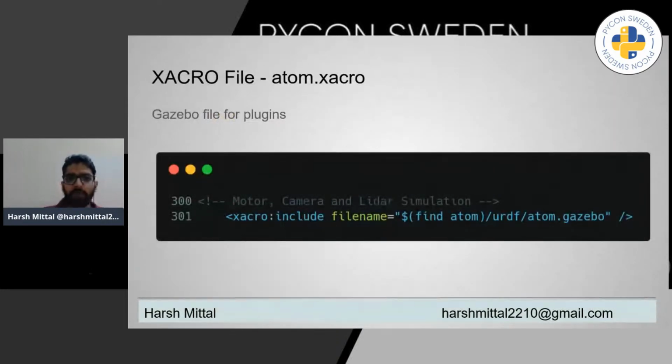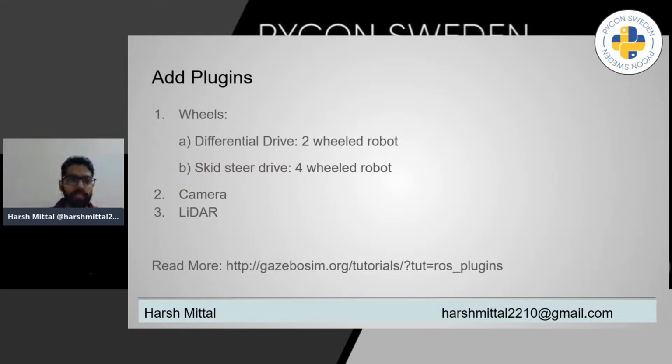The final thing would be actually adding different plugins. So just adding wheel itself will not tell how to actually simulate it. So for that we need Gazebo related plugins. So for that we'll create a separate file that is atom.gazebo. In this particular robot, we'll be adding three different plugins. First will be for wheels, second for camera, and third for LiDAR. So for wheels, there are actually two types of open source plugins that are available. If you have a two-wheel robot, then you can use differential drive plugin. And if you have four-wheel robot, then you can use skid steer drive.